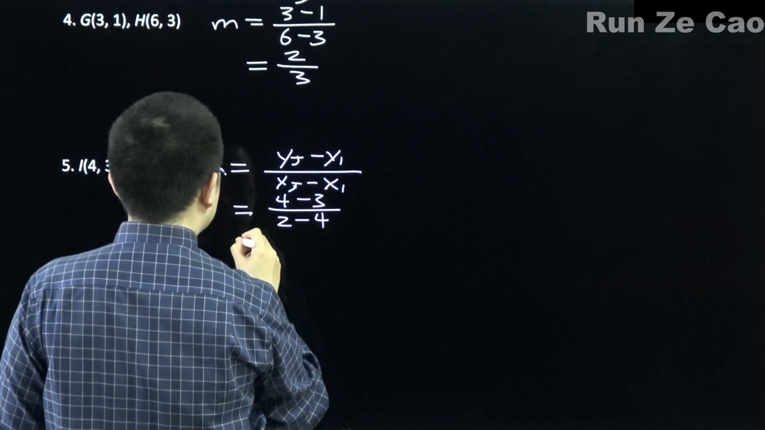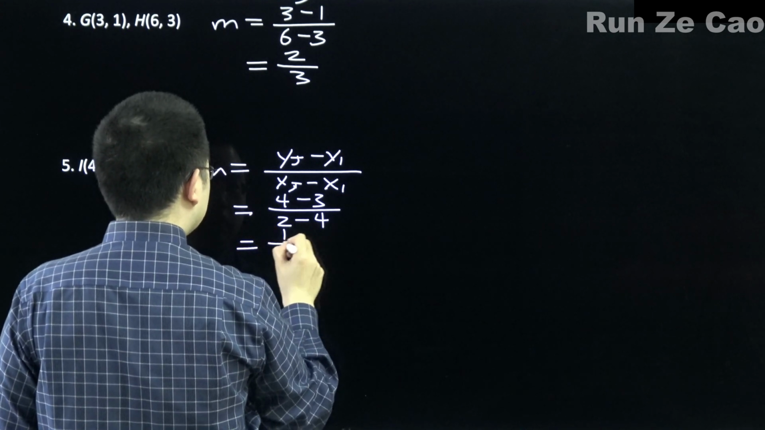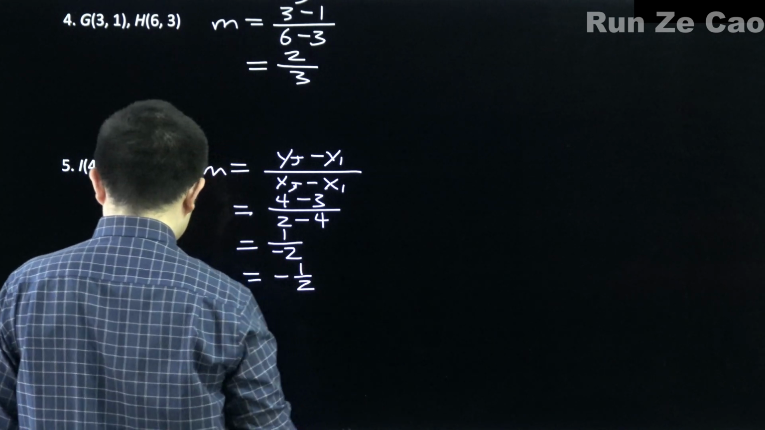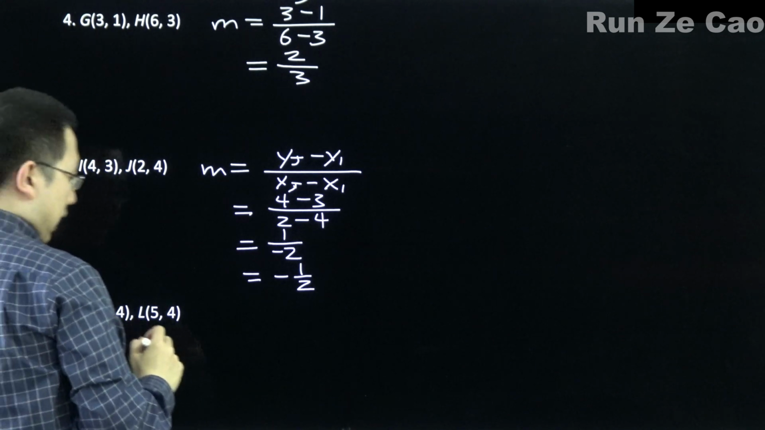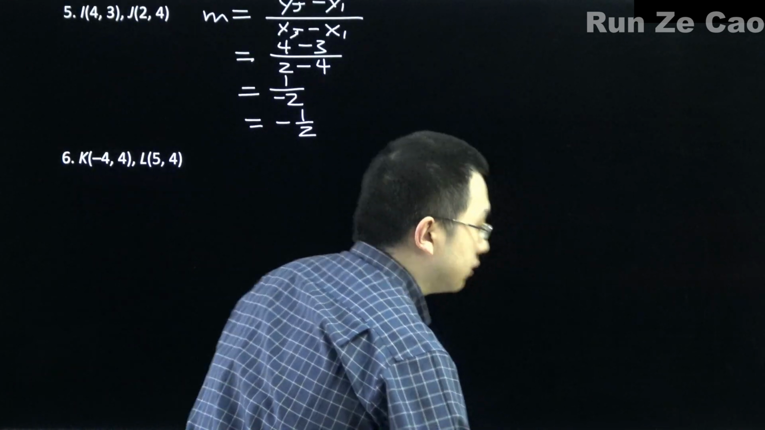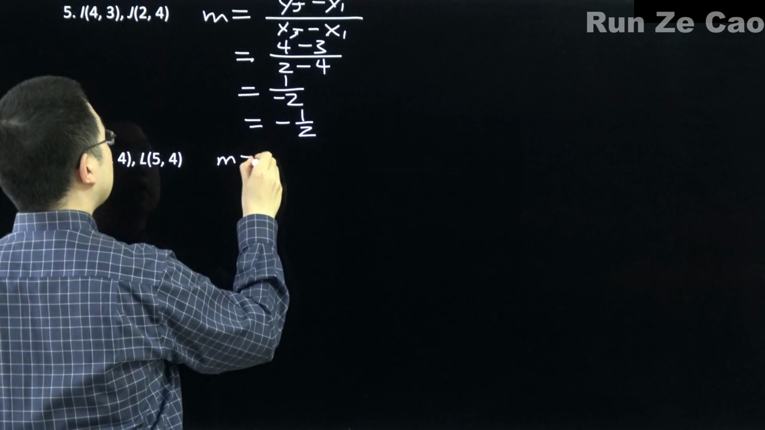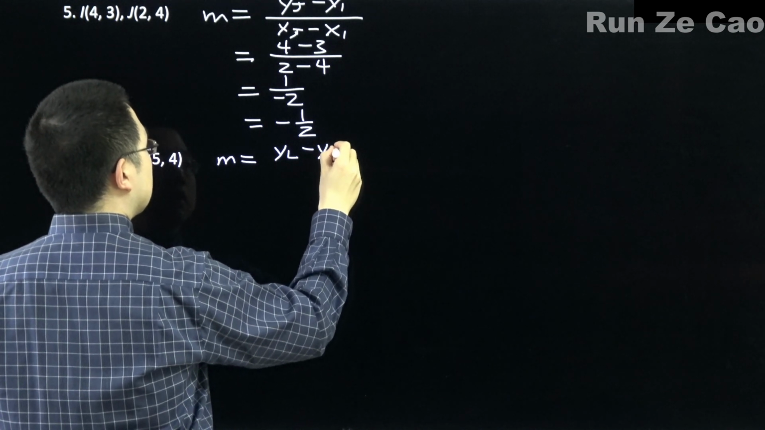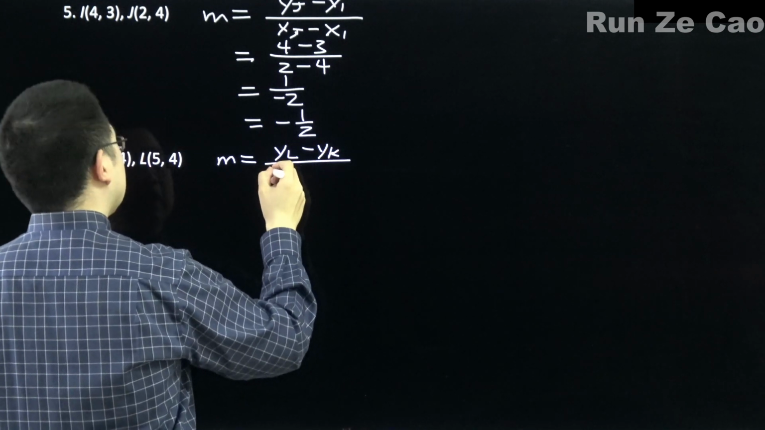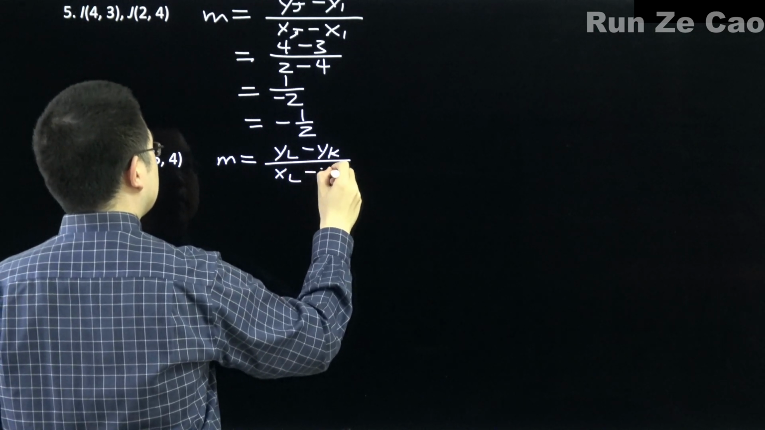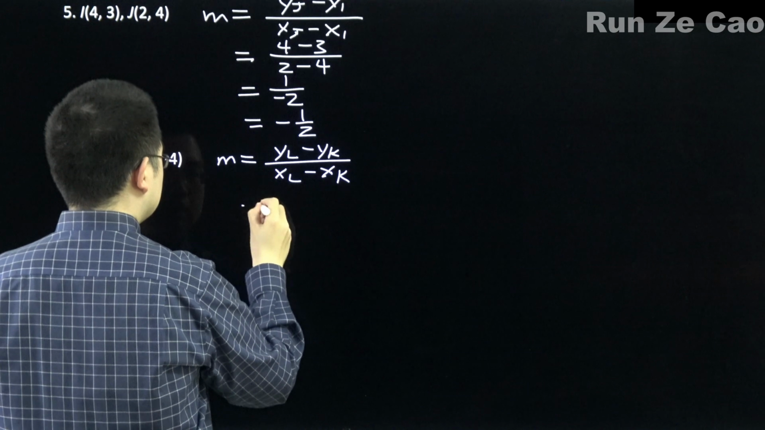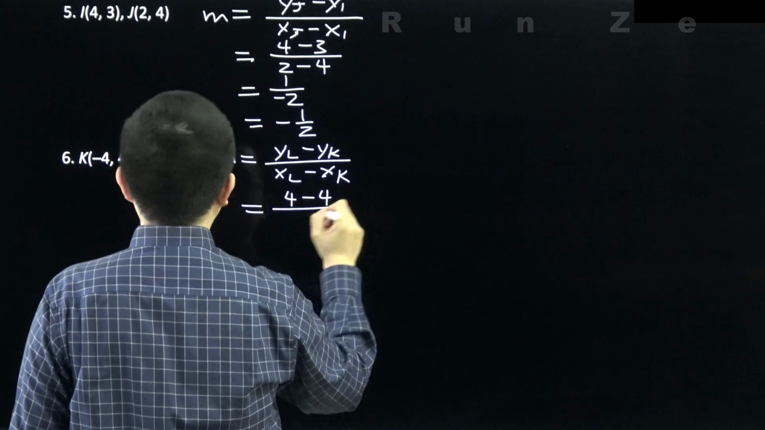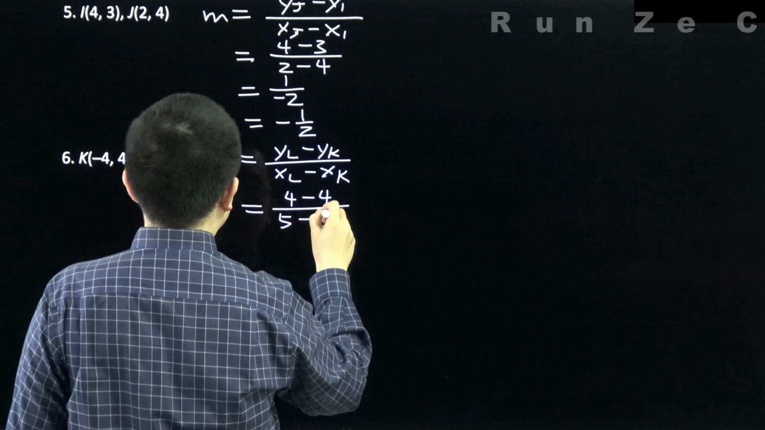which is 4. That leaves us with 1 over negative 2, so negative 1/2. Now, K and L, we would be looking at yl minus yk. Oh wait, no, it's capital K. Okay. Over xl minus xk. And this would leave us at 4 minus 4 over 5 minus negative 4.